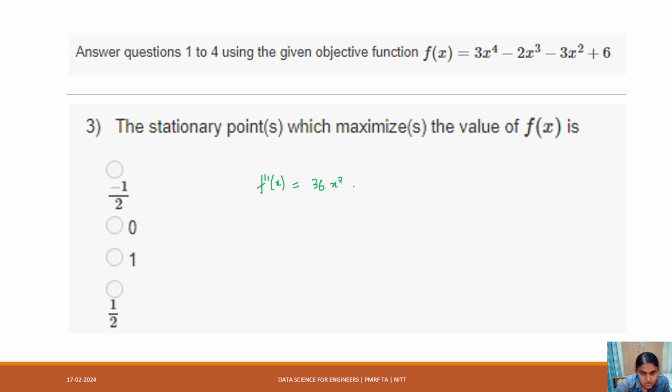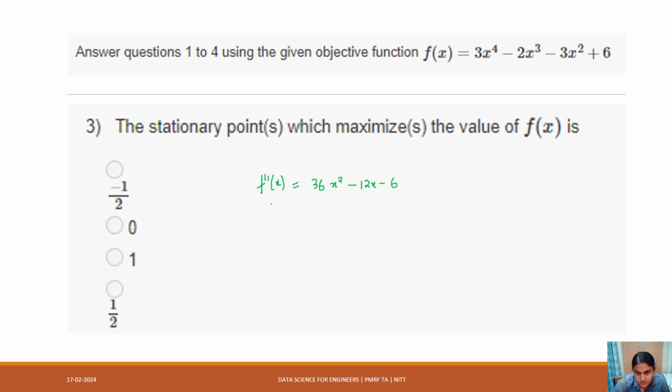Rishabh Mishra, you have raised a hand. Any doubts? Okay, yeah. Anyway, stationary point which will maximize the value of f of x, right?